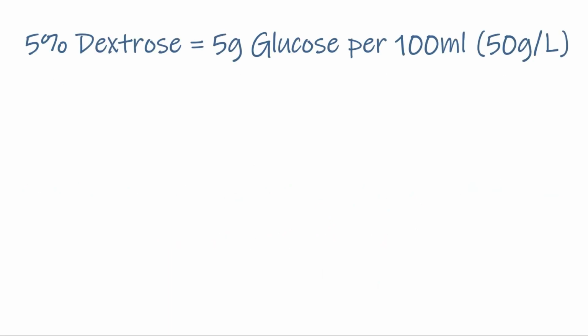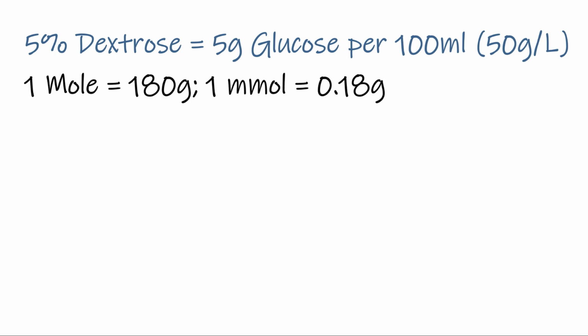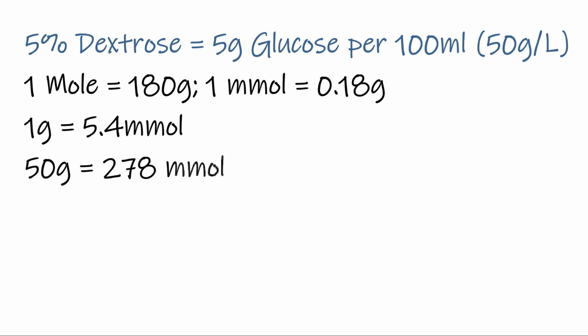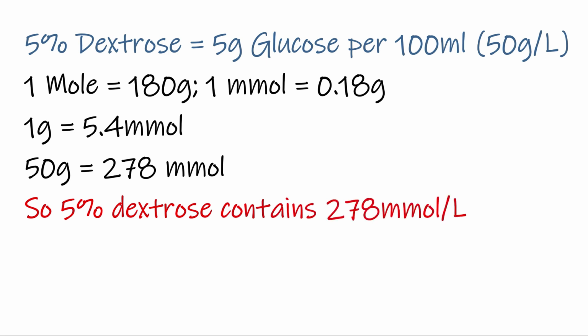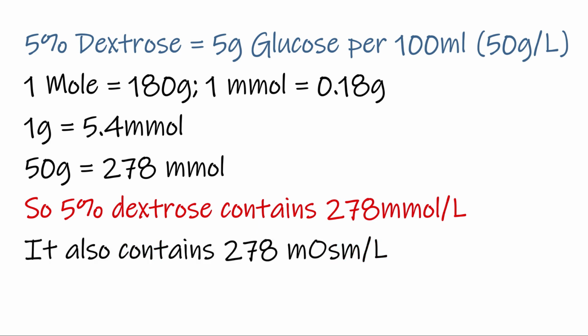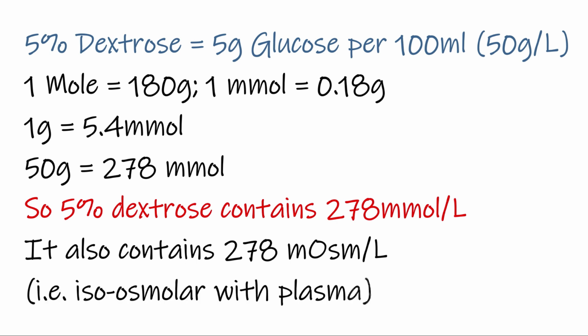5% dextrose is 5 grams of glucose per 100 mils, or 50 grams per liter. 1 mole is 180 grams. 1 millimole is 0.18 grams. 1 gram is 5.4 millimoles. 50 grams, therefore, is 278 millimoles. So 5% dextrose contains 278 millimoles per liter. And as we will learn later, it also contains 278 milliosmoles per liter, i.e. it is isoosmolar with plasma.